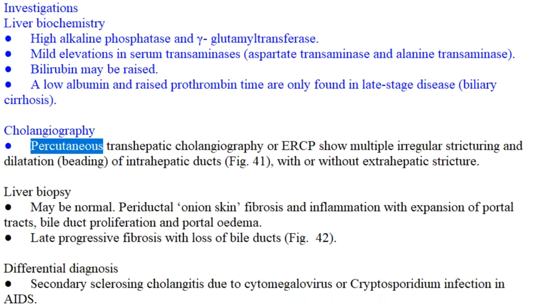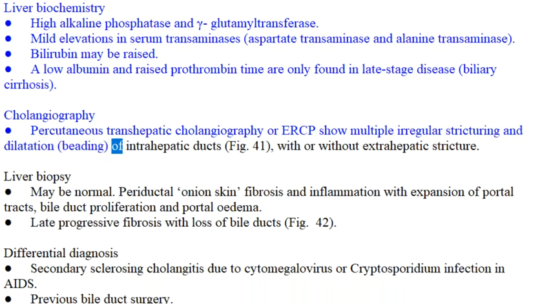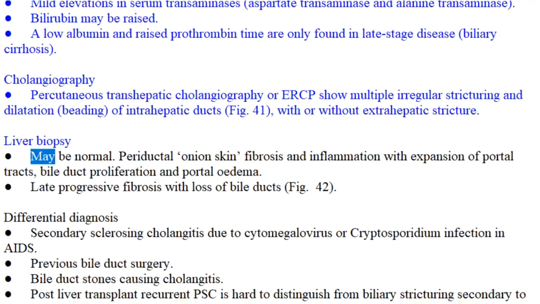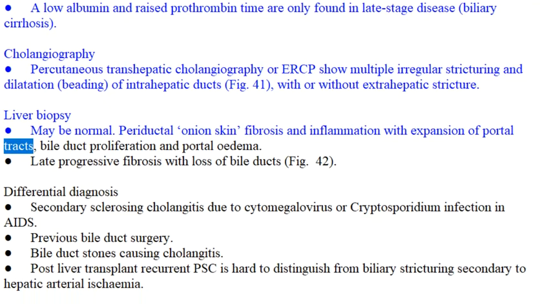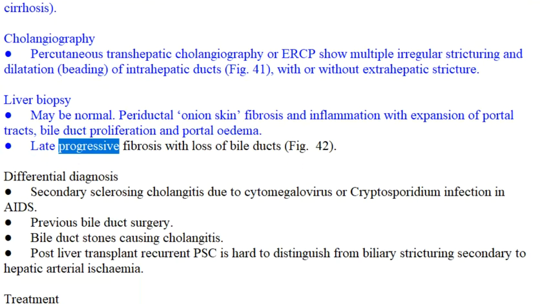Cholangiography. Percutaneous transhepatic cholangiography or ERCP show multiple irregular stricturing and dilatation, beading, of intrahepatic ducts, Fig 41, with or without extrahepatic stricture. Liver biopsy. May be normal. Periductal onion skin fibrosis and inflammation with expansion of portal tracts, bile duct proliferation and portal edema. Late progressive fibrosis with loss of bile ducts, Fig. 42.